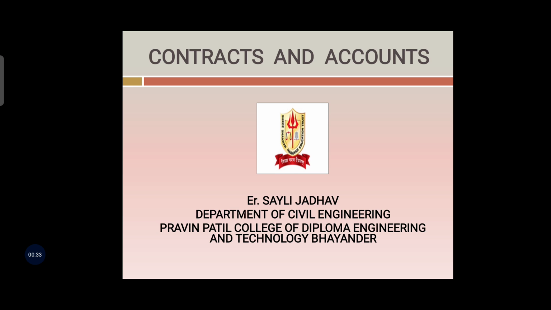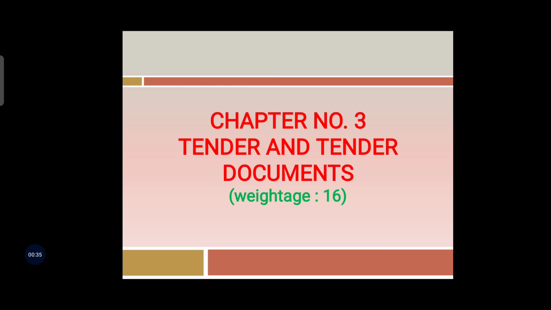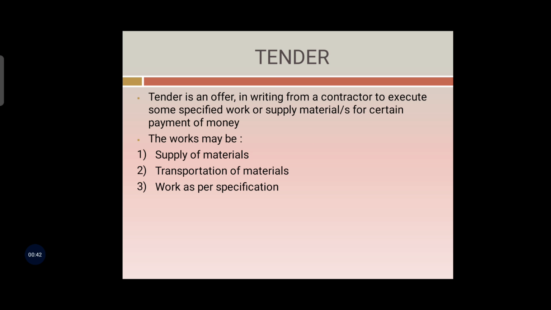So here in chapter 3 we are learning tender and tender documents. The weightage is 16. Now, tender and tender documents. You see the newspaper. In that newspaper, various types of tenders come in the last pages. So what is a tender? If we win a tender, then and only then can we start our project, our work. We got that project.